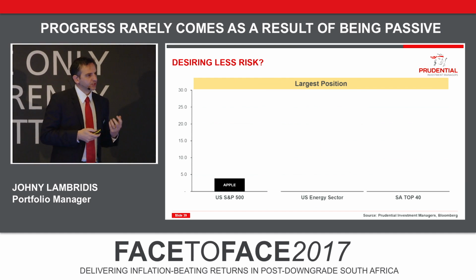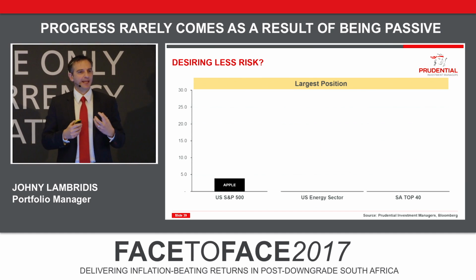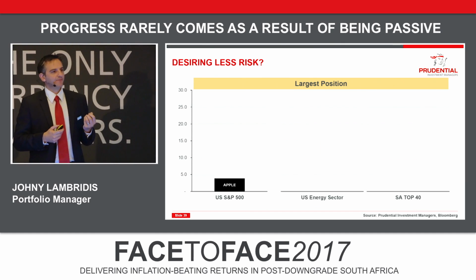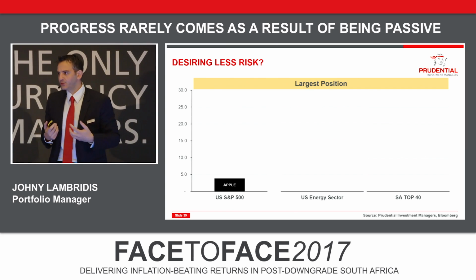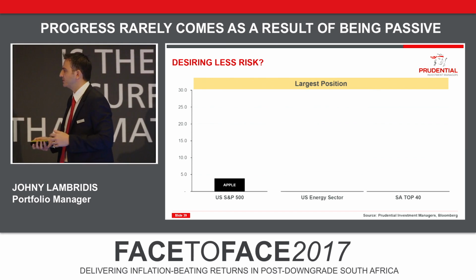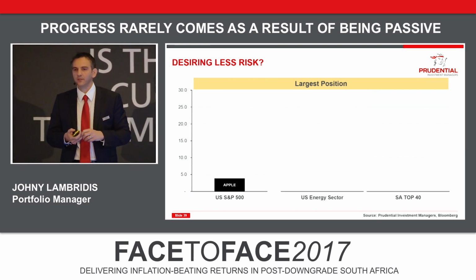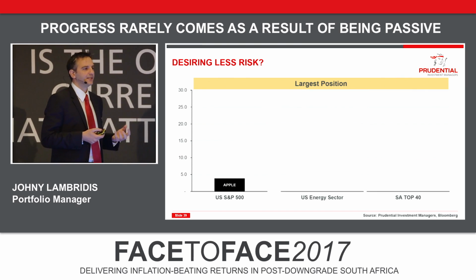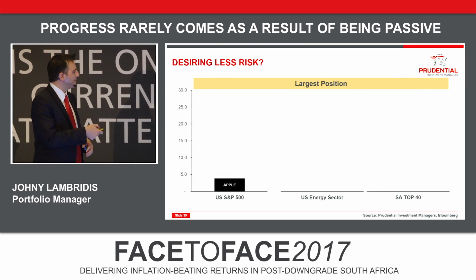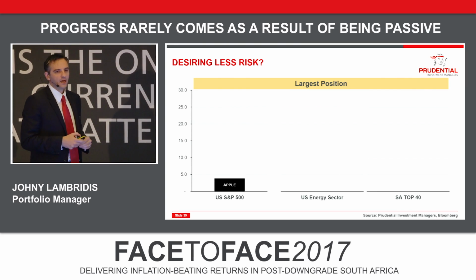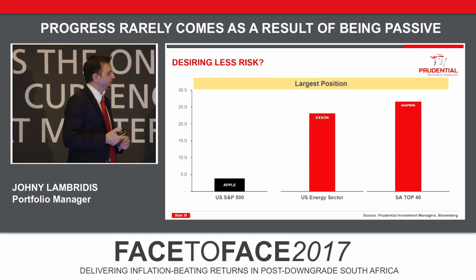The original tenets of passive also argued that if you were holding the market portfolio, you would have less risk. Specifically, you would have less company risk. You wouldn't be overly exposed to any one company. And that is true of the S&P 500 in the US today. The largest company in that index, also the largest company in the world, Apple, only makes up 4% of that index. So you're not overly exposed to any one company if you're buying a tracker that tracks the S&P 500.